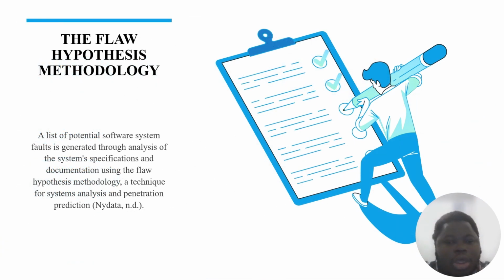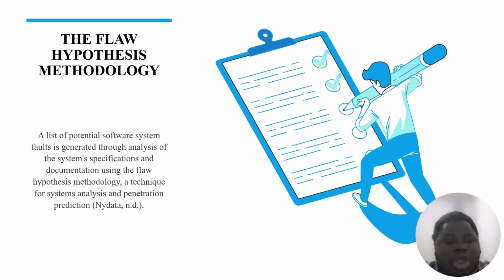A list of potential software system faults is generated through analysis of the system specifications and documentation using the flaw hypothesis methodology, a technique for systems analysis and penetration prediction. The list of potential weaknesses is then ranked in order of estimated likelihood that they exist as well as ease of exploitation to the point of control or breach. The system's actual testing is guided by the list that has been given authority.